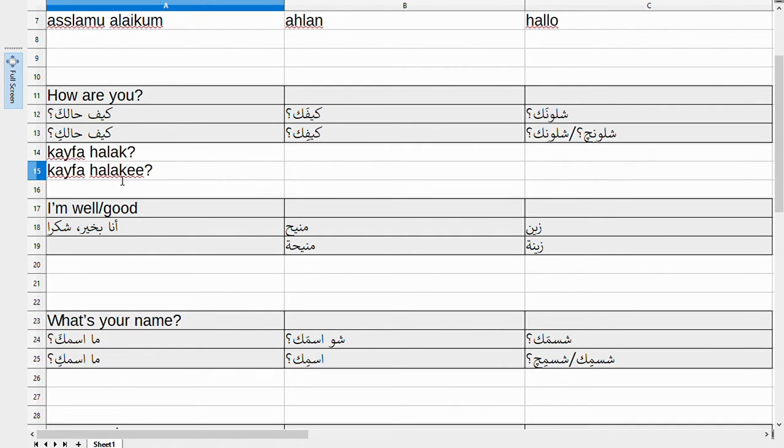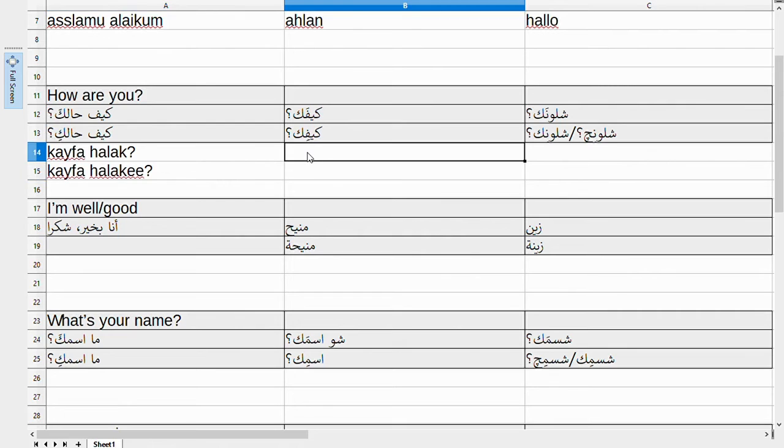Versus over here in Levantine, we have kifak for a male, that's how are you, and kifik for a female. In this particular case, the fatha and the kasra, which we put in here, go before the kaf, or before the K sound. So it's kifak and kifik, and that is how are you.